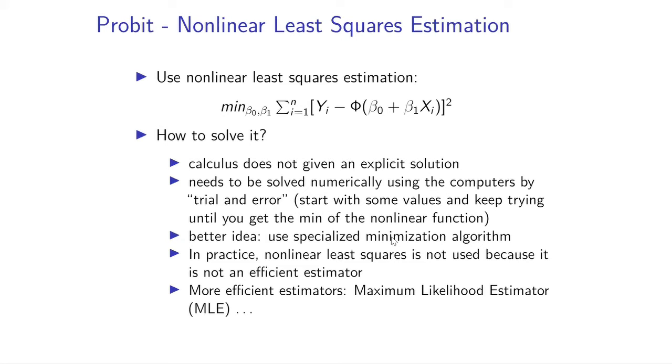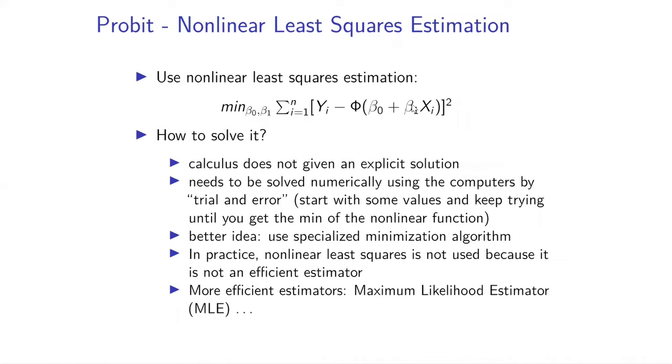The linear regression models are estimated using the least squares approach by minimizing the sum of squared residuals. Let's see if we can use the same approach to estimate the probability model. The regression residual of the probability model is given by y minus phi, which is the standard normal CDF function, evaluated at beta naught plus beta 1 times x. We call this the nonlinear least squares estimation.